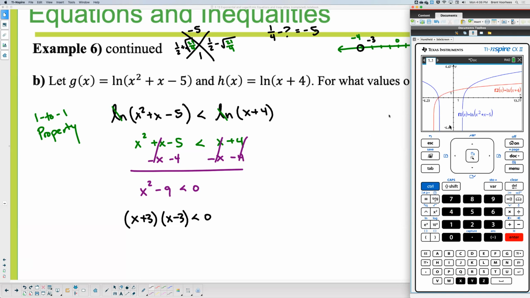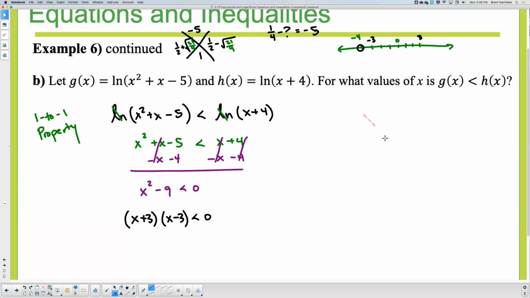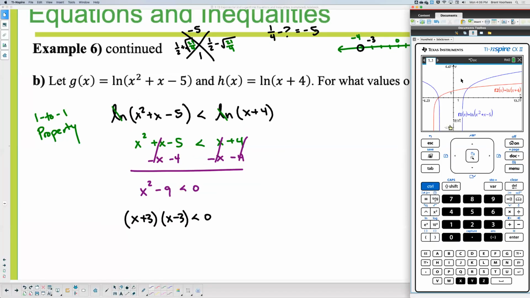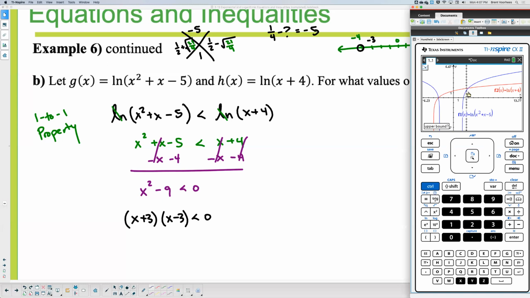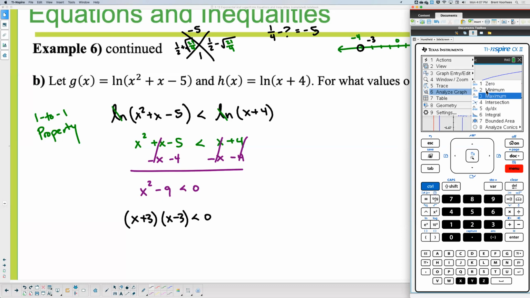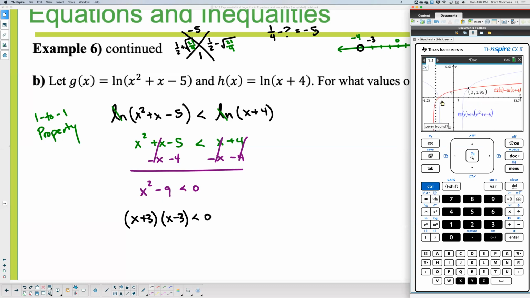We want to know when our g of x, our first function, is below our second function, is less than. So when is the blue below? It's going to be below in here up until that amount, and then over here where it picks back up. So I'm going to go menu, analyze graphs. I'm going to do an intersection here so you can see this point. Analyze, do another intersection so you can see the point. Here we go.